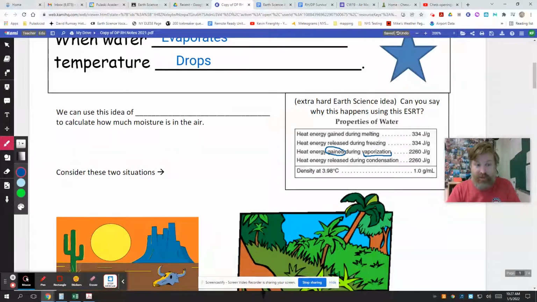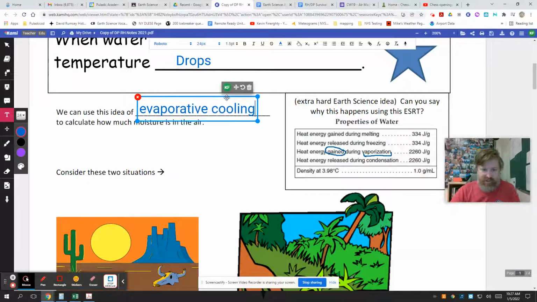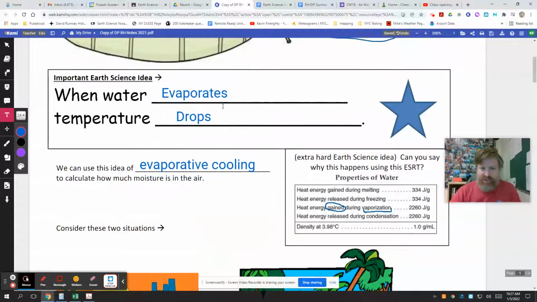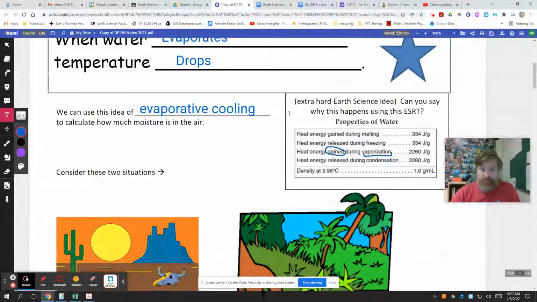Which is why we sweat. Humans have evolved sweat as a response to heat. If you get hot, your body sends water out the pores to wet your skin so that when that water evaporates, you cool yourself down. It's a premise called evaporative cooling. It sounds like a fancy word, but it's just that when water evaporates, you feel cool.